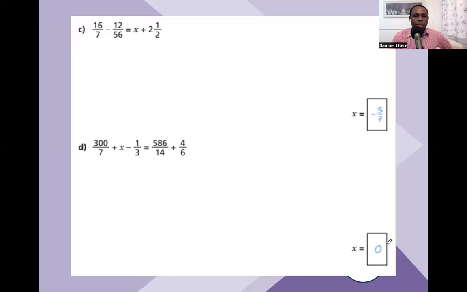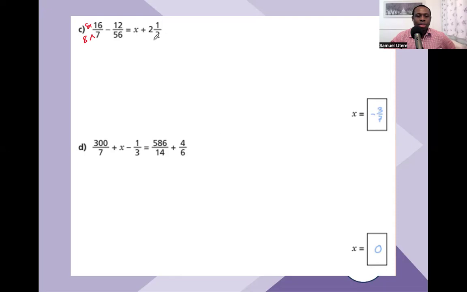For question C, this calculation is simply a case of working with the common denominators. So for this one, we can do the left-hand side first, which is to make this 56. We can simply multiply that by 8 and multiply that by 8.